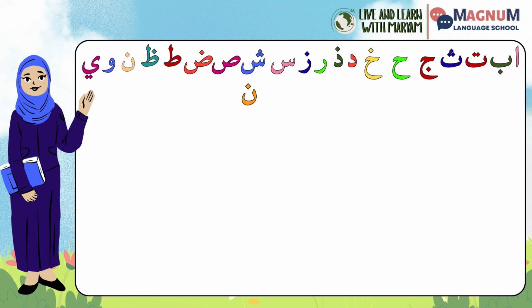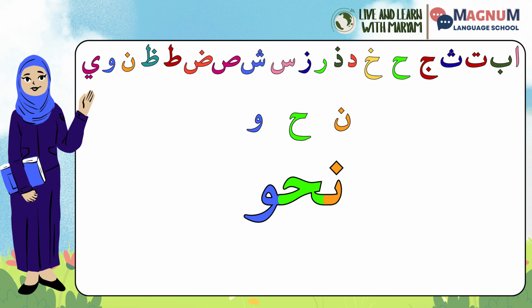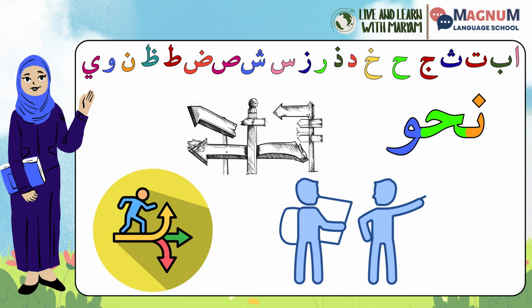Finally, let's pick noon, ha, and waaw. Noon is in the beginning, taking the leader position with its dot on top. Ha is in the middle, taking the bridge position, stretching both hands wide. Waaw is at the end, taking the finisher position shape and holding its right hand back to connect with the ha. This word is nahw, which means direction.